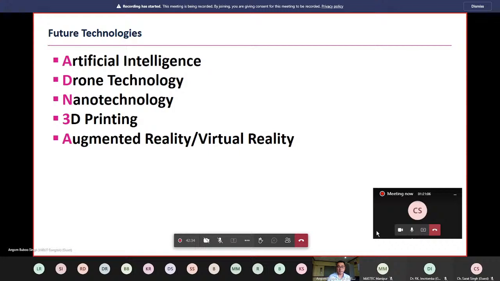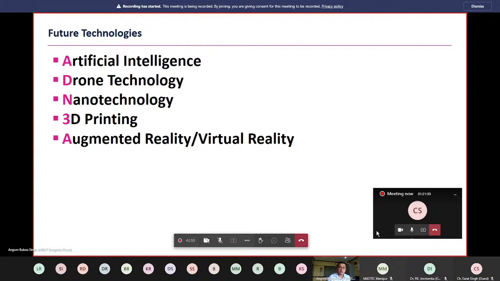This is not an exhaustive list of technologies, but I feel, and this is just my opinion, that some of the life-changing technologies that will be there in the near future and even in the distant future are these five technologies. Even though other technologies may come up in future, and some of the current technologies may also evolve.